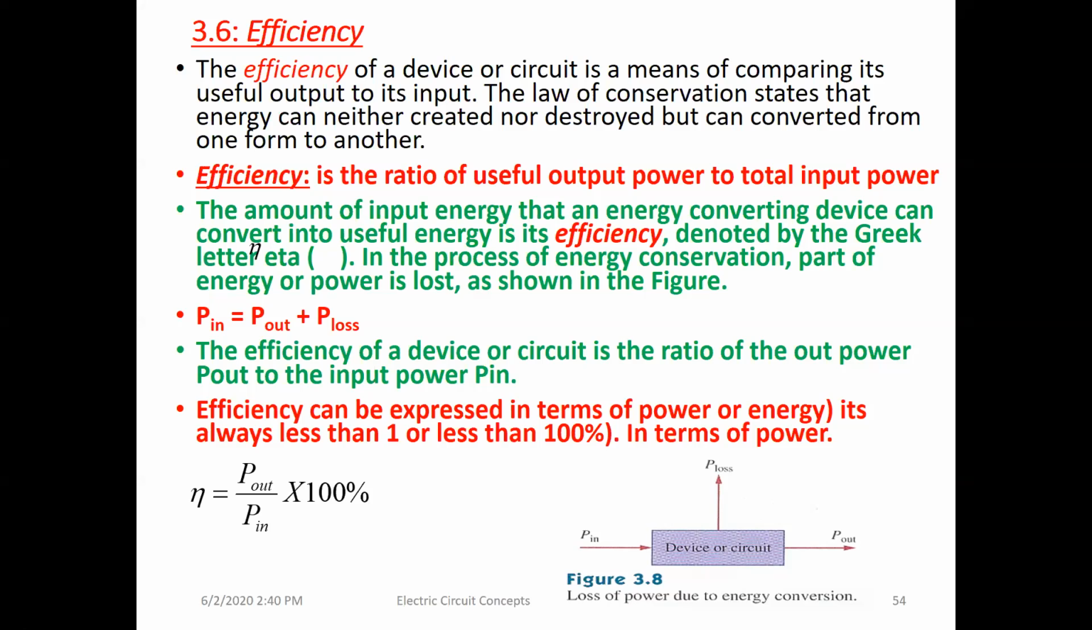If I have an input of, let's say, 100 watts to my machine, and I get 80 watts, so there's 20 watts being lost. Where did this 20 watts go? It will be a loss. It will be power loss, they call it. It could be in terms of heat, because any machine will produce heat.